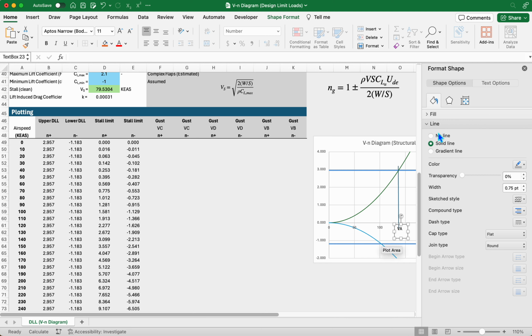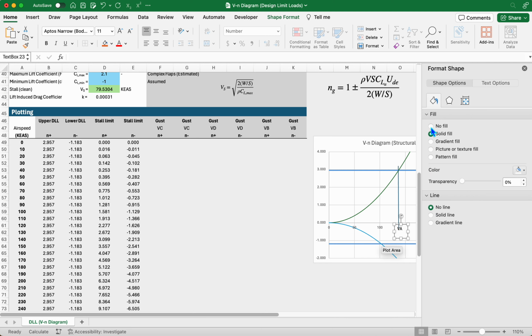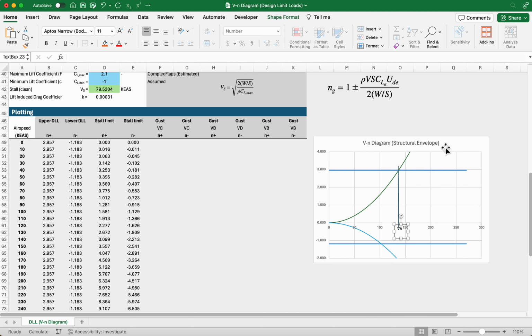I'm just going to clean this up a little bit so there's no line and no fill. So there's our value for VA. Copy this over and we have our VG value. These are our speeds corresponding to our positive and negative maneuvering limits.